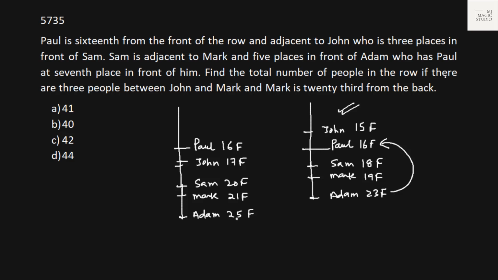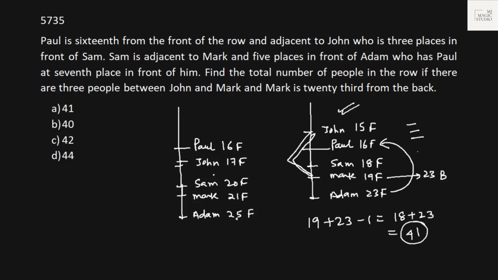Find the total number of people in the row if there are 3 people between John and Mark. John and Mark, 15th, 16th, 17th, 18th and 19th. Correct. John and Mark, we can see there are 3 people between John and Mark. And Mark is 23rd from the back. So as far as Mark is concerned, the number of people in this row should be 19 plus 23 minus 1. That is 18 plus 23, 41. There are 41 people in this row. Option A fits in.